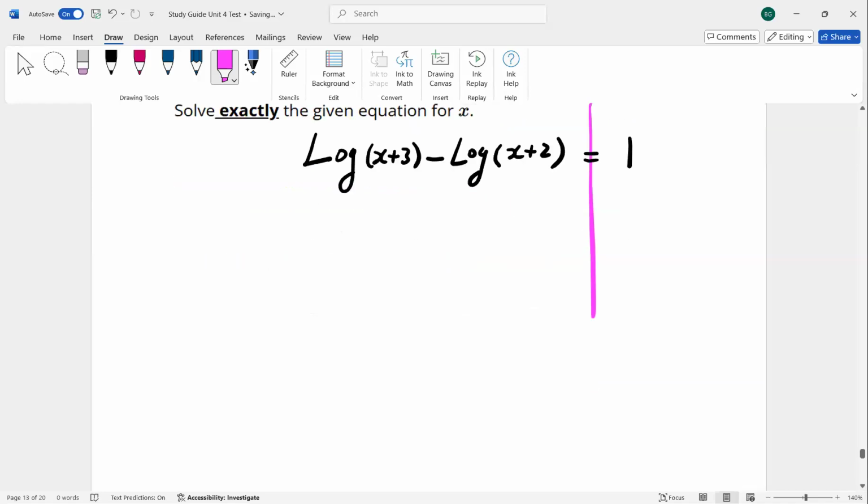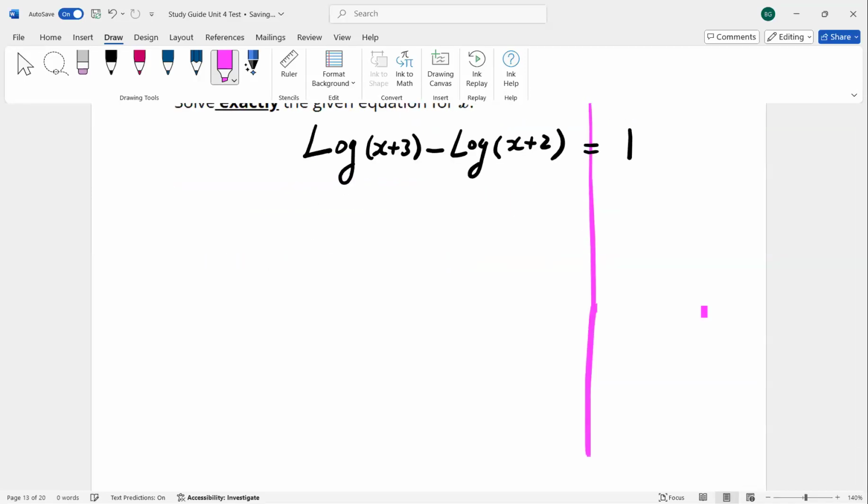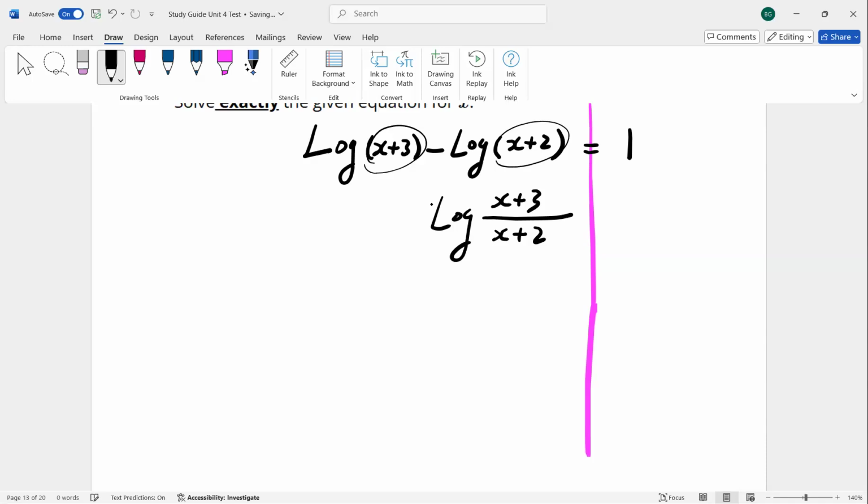We're going to condense the left side by using the quotient rule. So keep the base, which is 10, and then take the quotient of the 2 arguments, x plus 3 over x plus 2. This x plus 3 goes on the top, and x plus 2 goes on the bottom, equals 1.